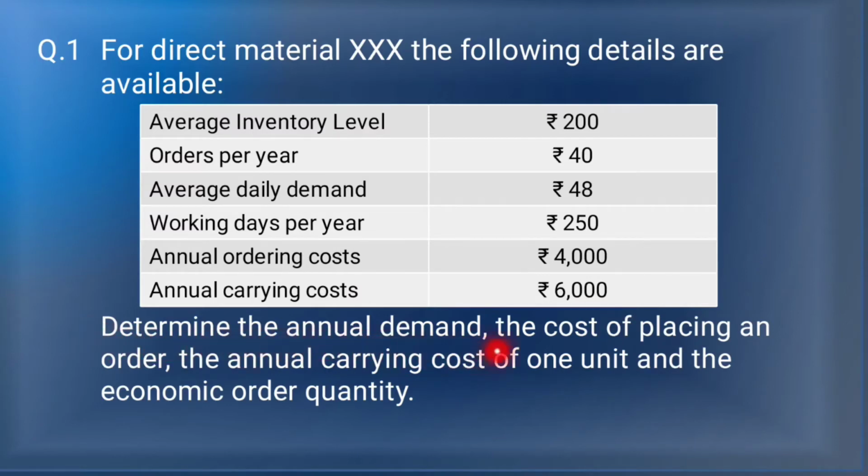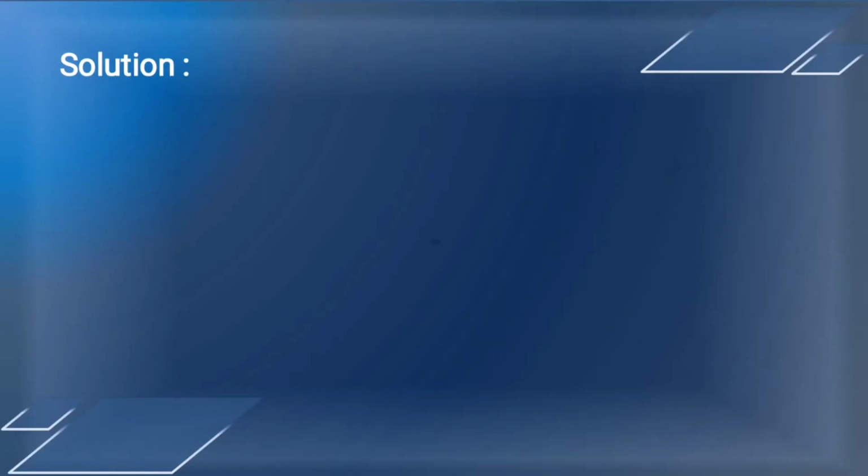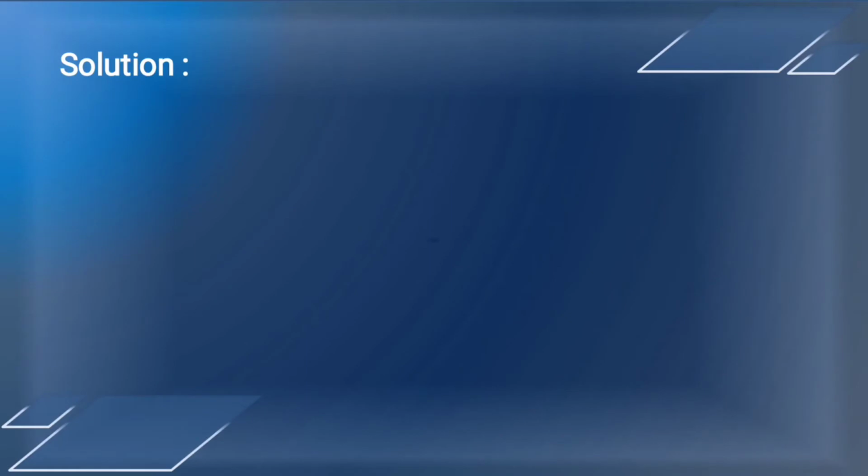Determine the annual demand, the cost of placing an order, the annual carrying cost of one unit and the economic order quantity. So let us start with the solution.